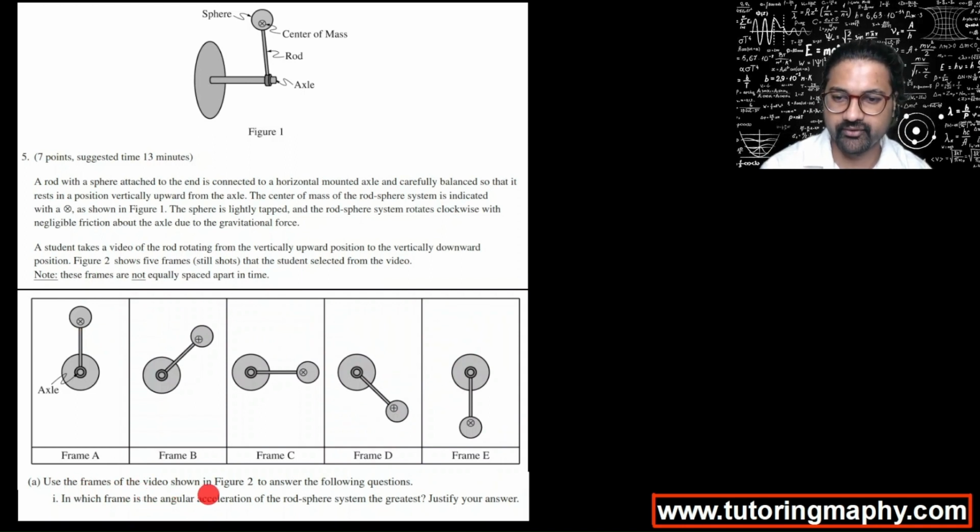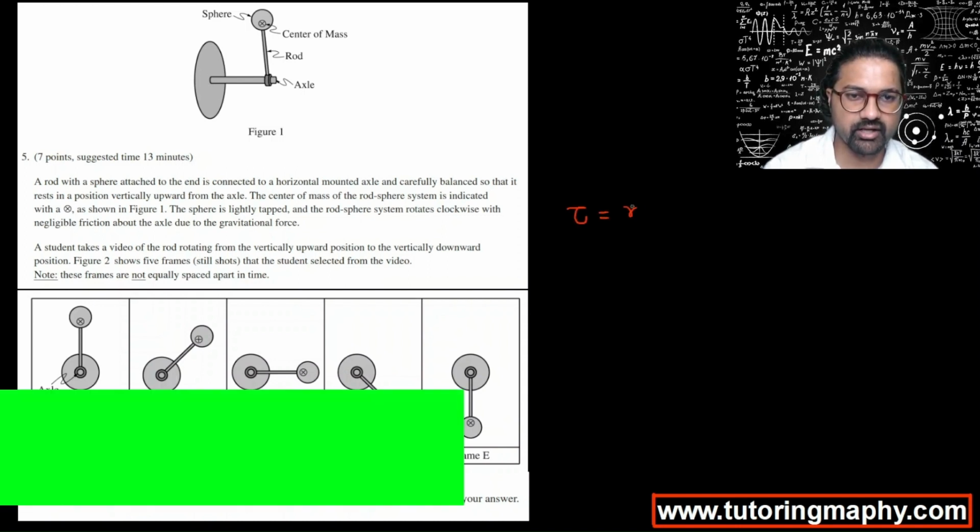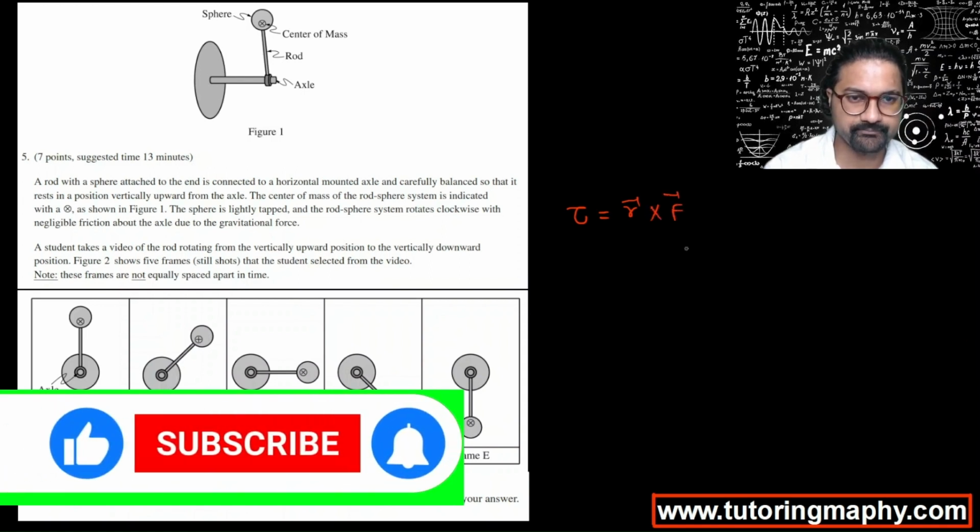Use the frames of the video shown in this figure. In which frame is the angular acceleration of the rod-sphere system the greatest? Justify your answer. You're talking about angular acceleration, so angular acceleration means we need to talk about the torque. Okay, torque is nothing but R cross F. We very well know that.